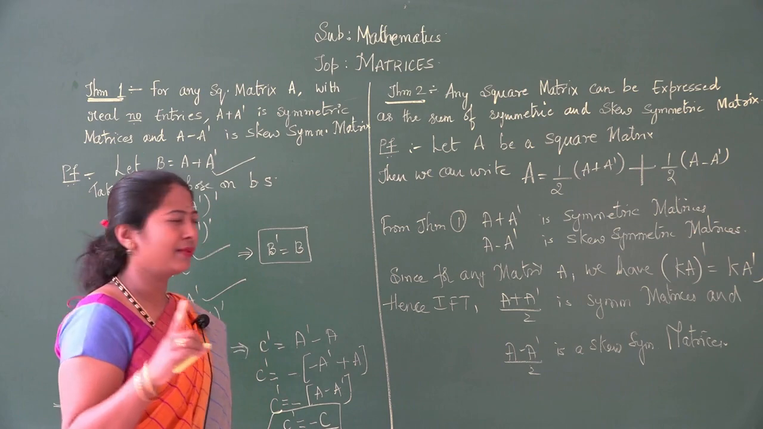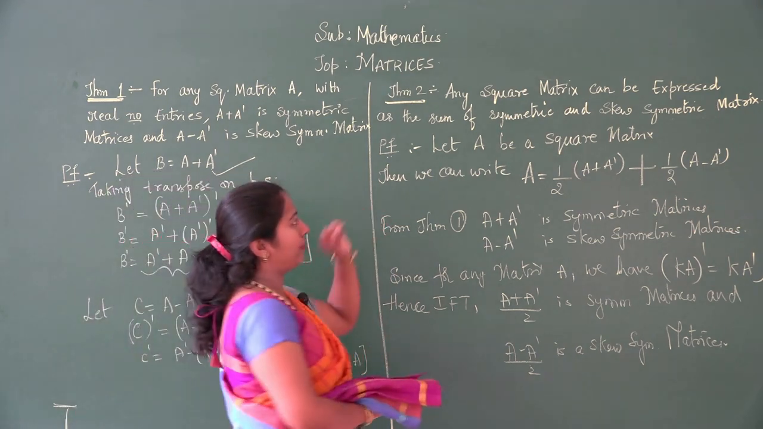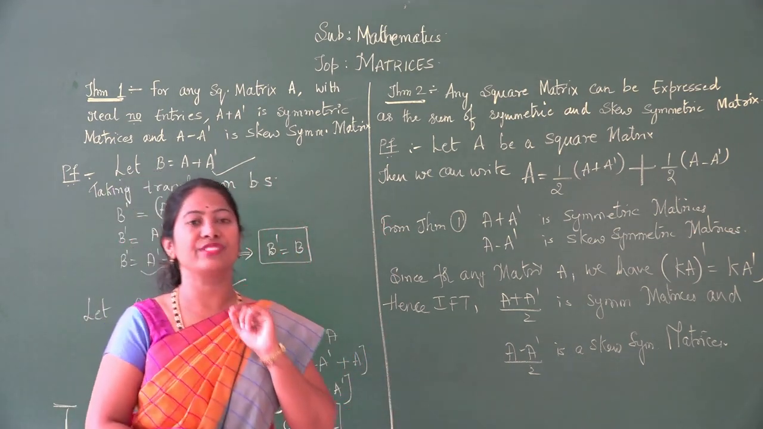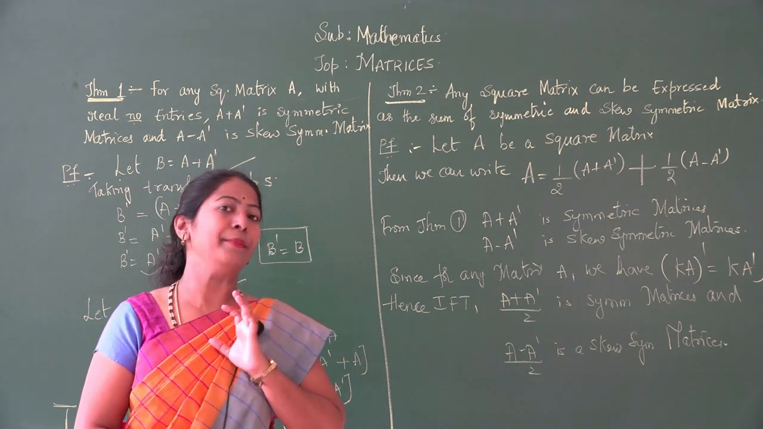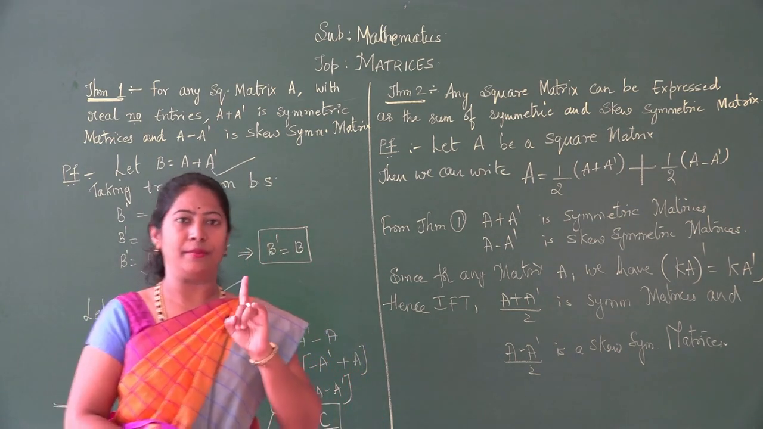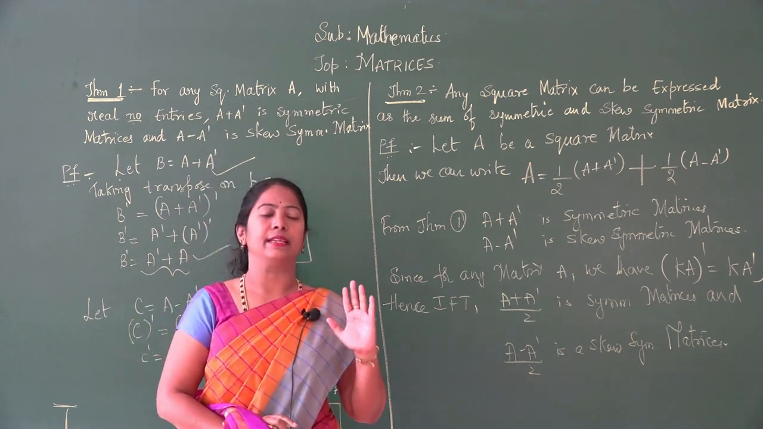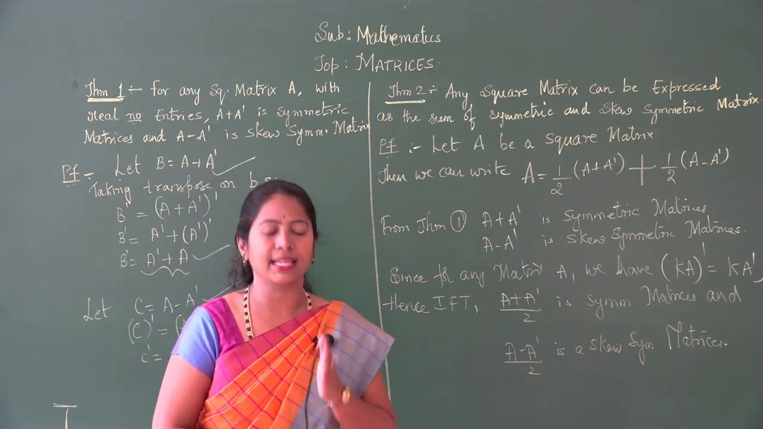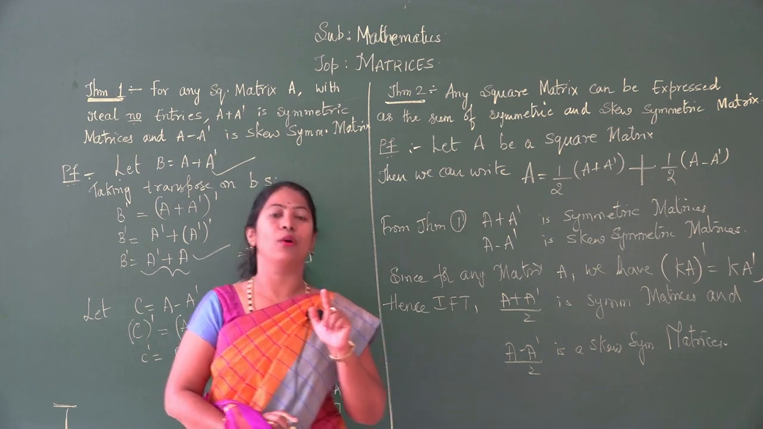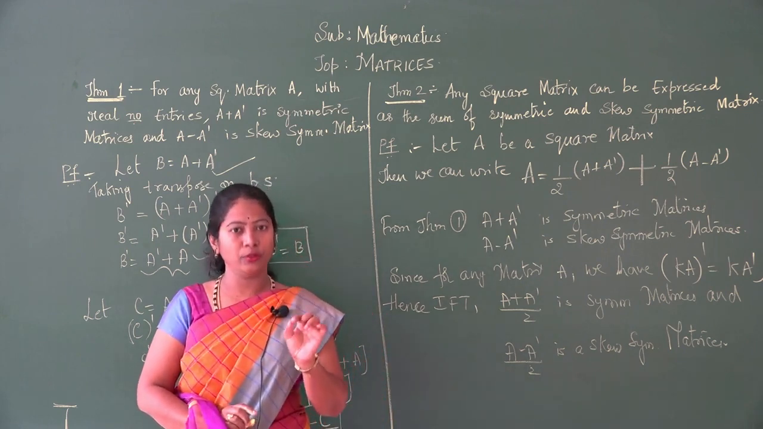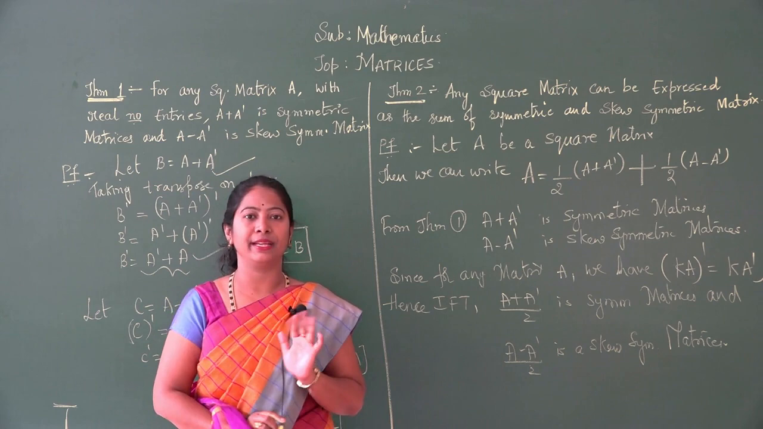Once again I will explain. Any square matrix can be expressed as a sum of symmetric and skew symmetric matrices. We will consider one matrix, any matrix you can consider. Here I have considered the matrix A. So, let A be a square matrix. Then we can write A as what? (A plus A dash) by 2 plus (A minus A dash) by 2.